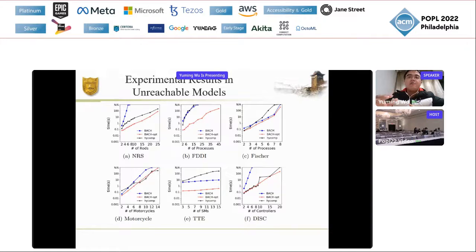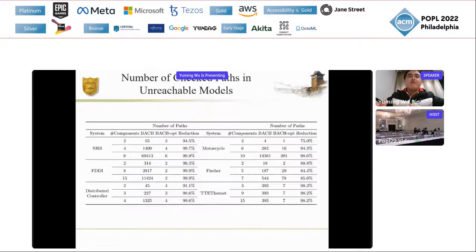Comparing BACH-opt with HiComp, we can say that BACH-opt ties with HiComp in the motorcycle and the DISC cases, while it dominates in all other cases. It shows that instead of solving the large verification problem as a whole, like HiComp, the layered method could solve the problem efficiently in a divide and conquer manner. This is a table of numbers of checked paths in unreachable models. We can see that the reduction ratio of the number of paths reaches 90% in most models, showing the effectiveness of our path reduction optimization methods in state space pruning.